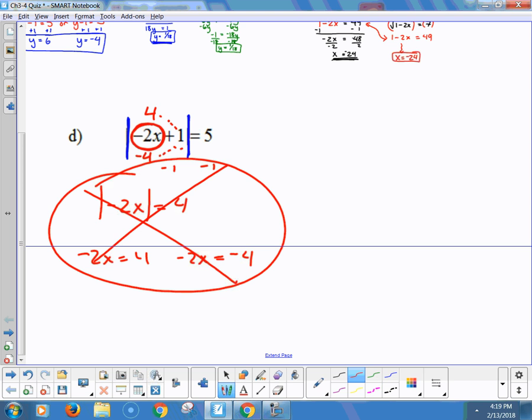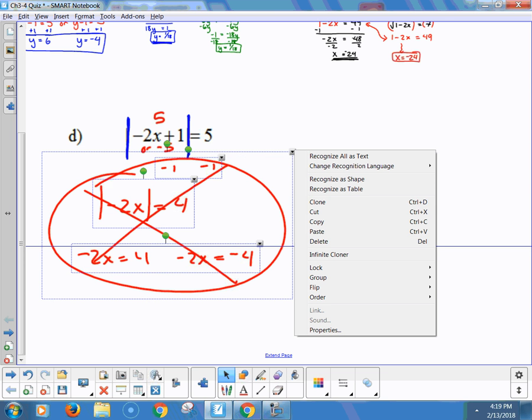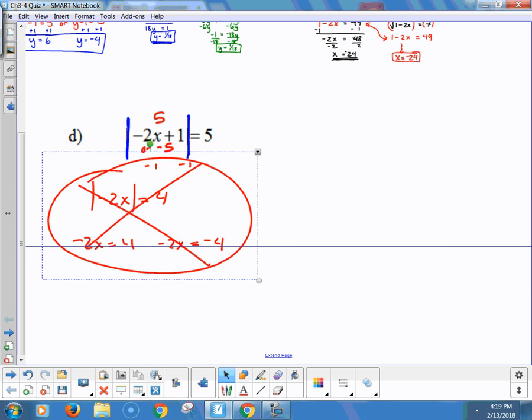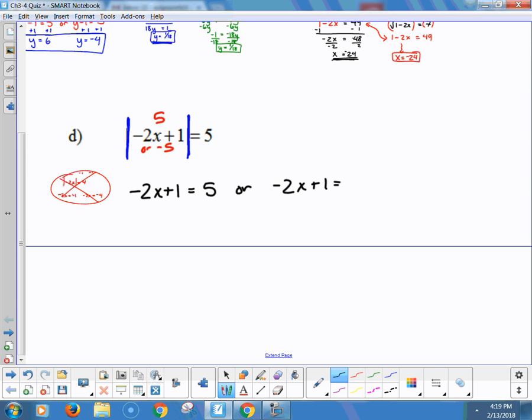No, no. You need to think of absolute value problems as whatever is inside could be 5 or negative 5. And you should write your equations to say exactly that. So to write those equations, I would say this means either negative 2x plus 1 could be 5, or negative 2x plus 1 could be negative 5.